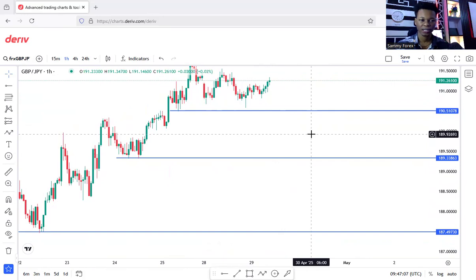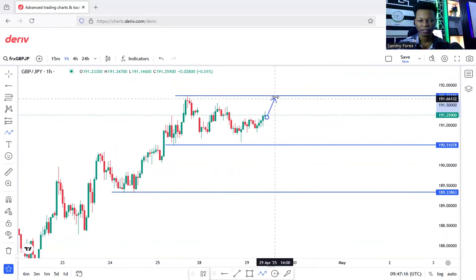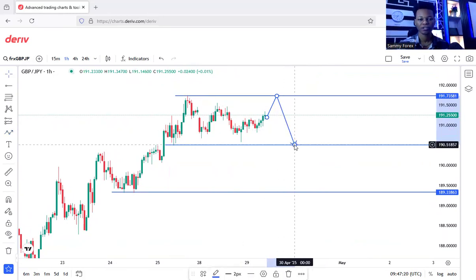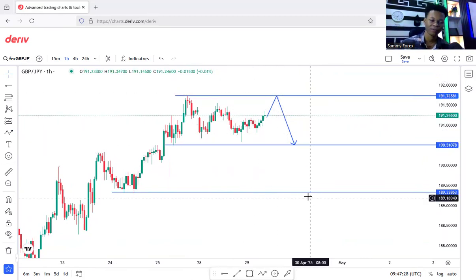So just be patient and wait for either side to be broken. If price approaches this zone and then gives you a confirmation, then you can sell back to this particular zone and exit. That's just the logic. That means you're selling from here back to this zone, exit. Once this low is broken, you sell back here.